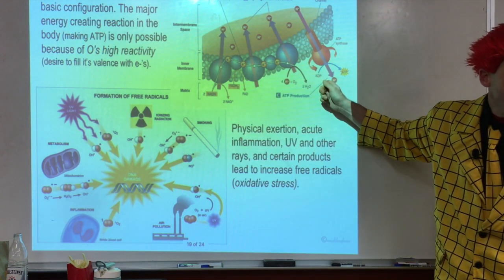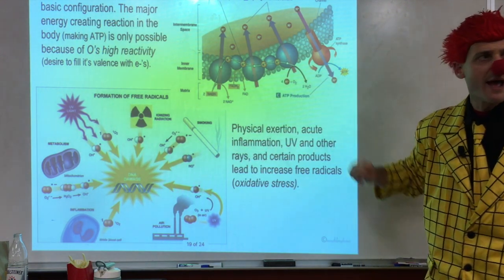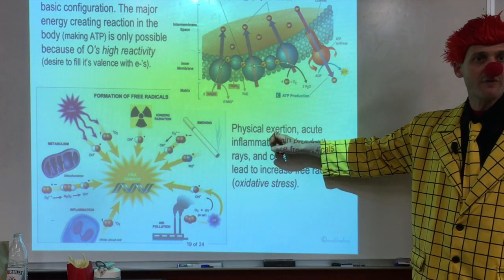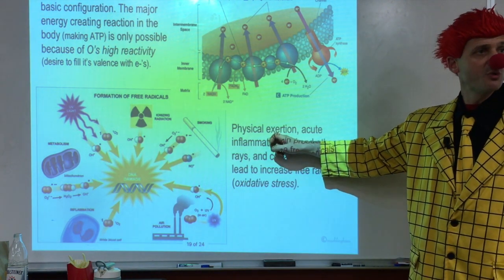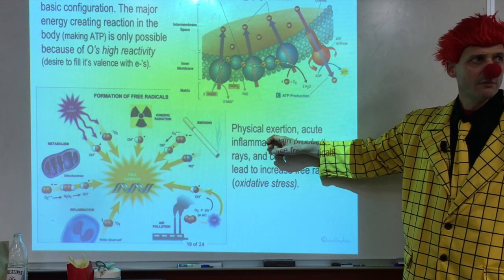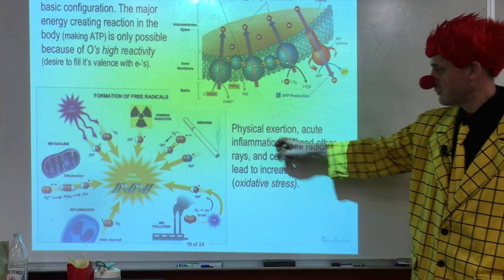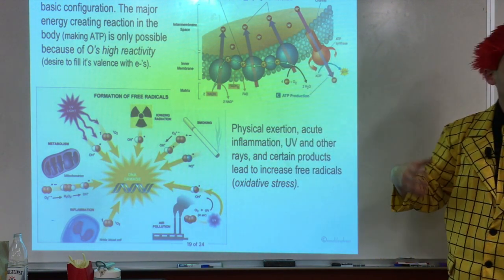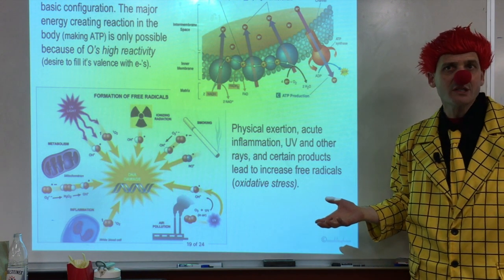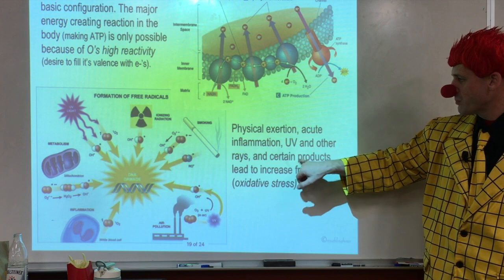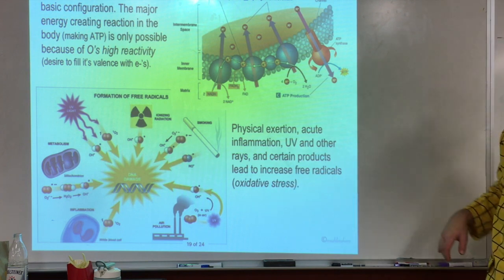So the more ATP we make, the more natural free radicals we make. Physical exertion makes more free radicals, so if you're a sporty person, you've got to eat some more vitamins. Okay? Good. Acute inflammation also causes all this, which is why they talk about the inflammatory process being such a problem. UV rays, other rays, and certain products also lead to an increase of free radicals.